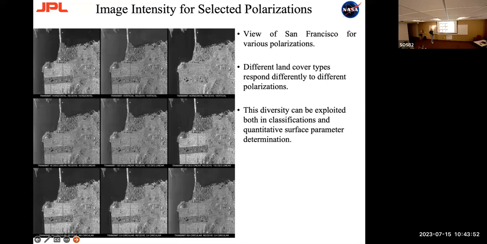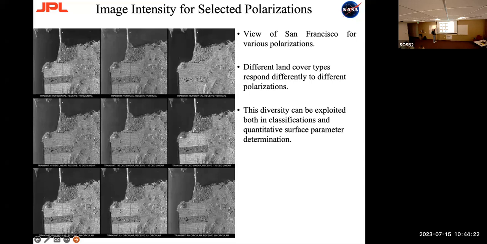And then these are different polarization, transmit and receive combinations that have been looked at. So for instance, this is transmit horizontal, receive horizontal. This is vertical. This is transmit horizontal, receive vertical. There are different polarization combinations here. You'll notice the city looks very different at the different polarizations. So indeed, the different polarizations are sensitive to different aspects of what's on the surface, and that's why it can be very valuable in terms of looking at things.